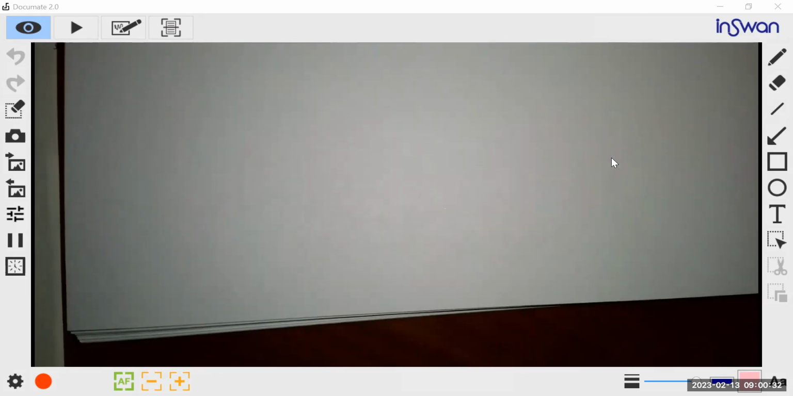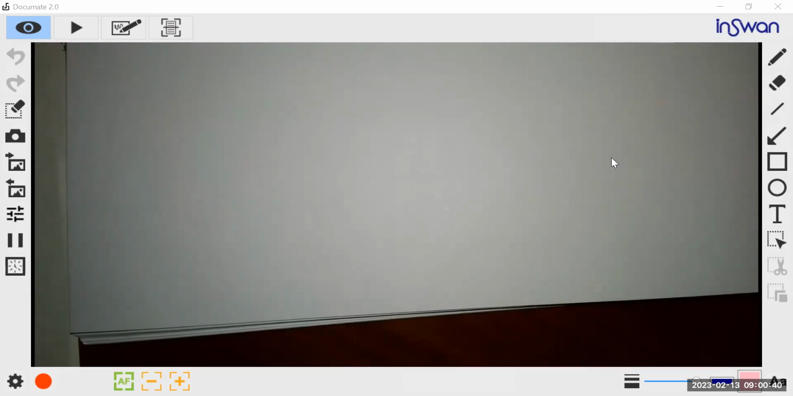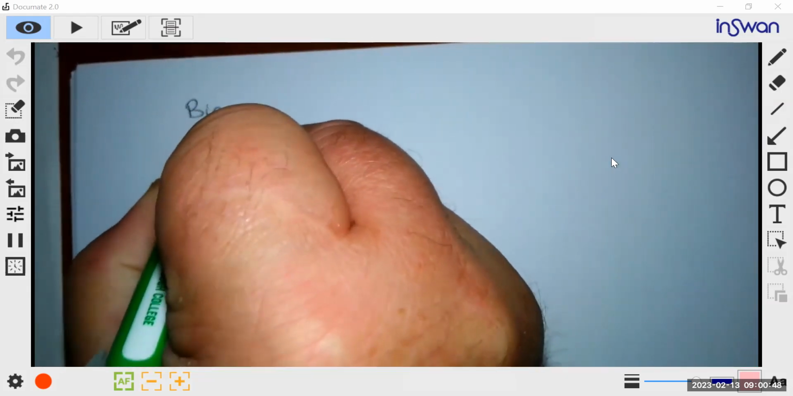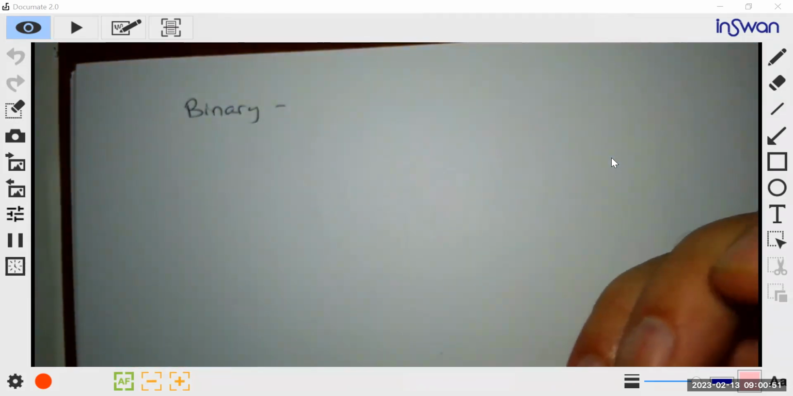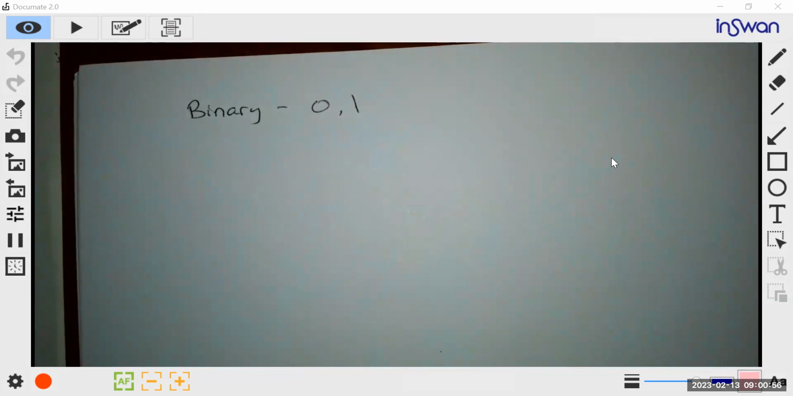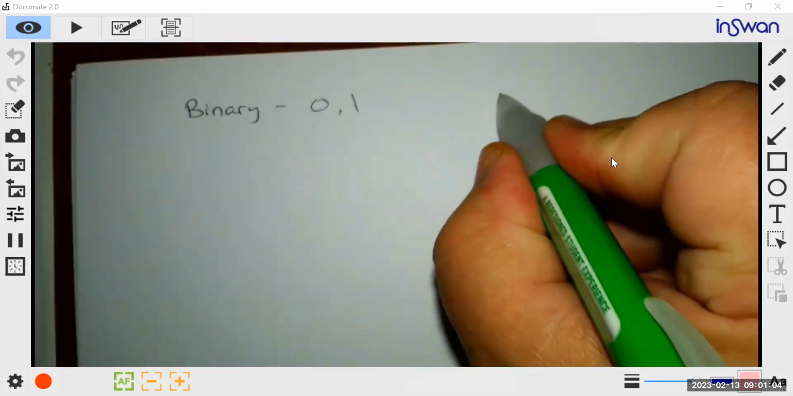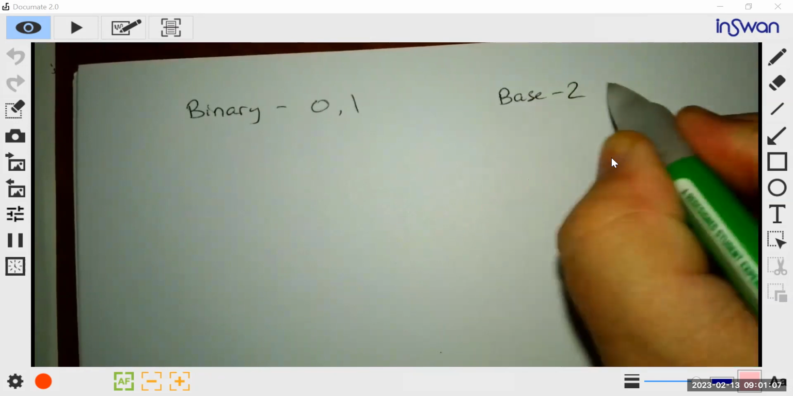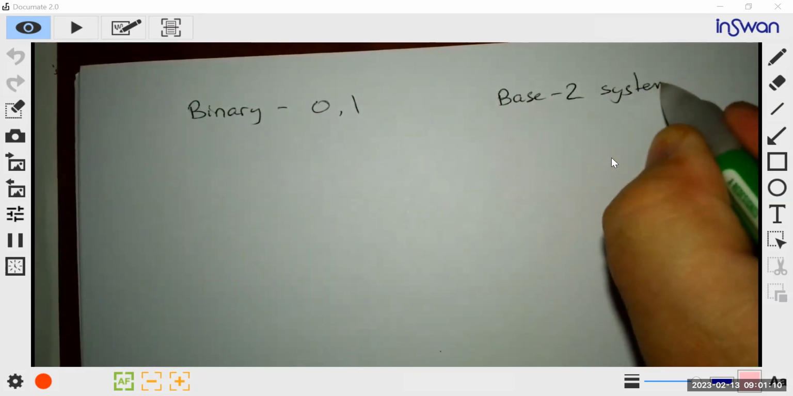Okay, the last one I want to talk about is binary. This is what computers use. We only have two numbers, binary. Since we only have two numbers, this is a base 2 system.